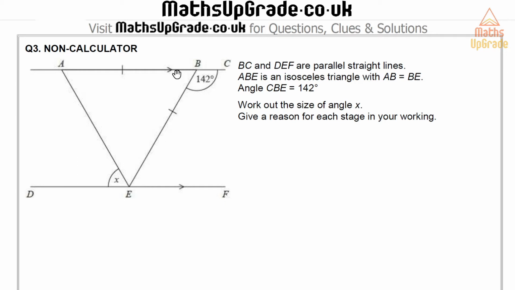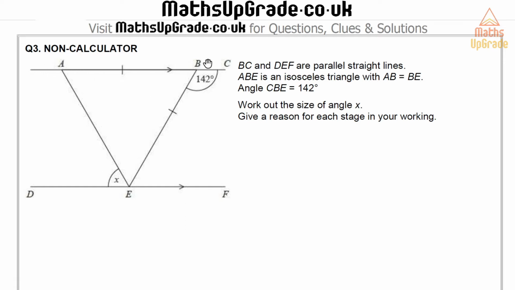So that is in effect the top of your isosceles triangle, and this angle and this angle are your base angles. It also tells you that angle CBE is 142 degrees. So this angle here is 142 degrees. Work out the size of angle X.